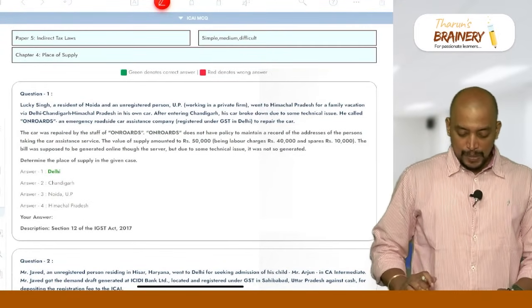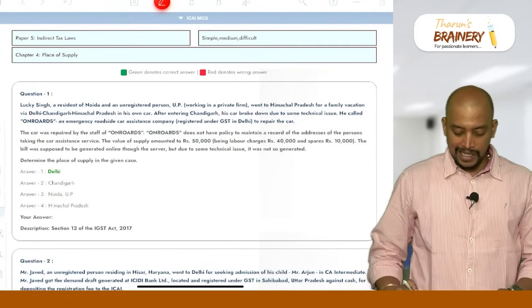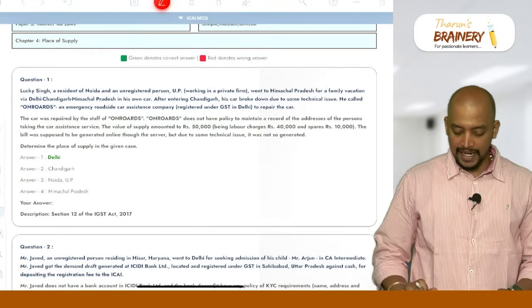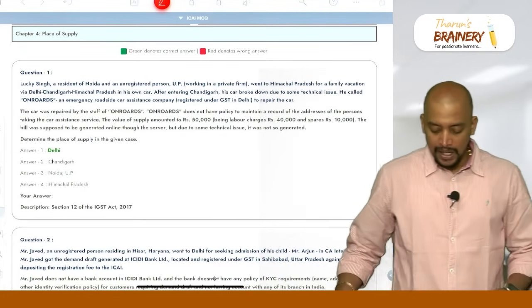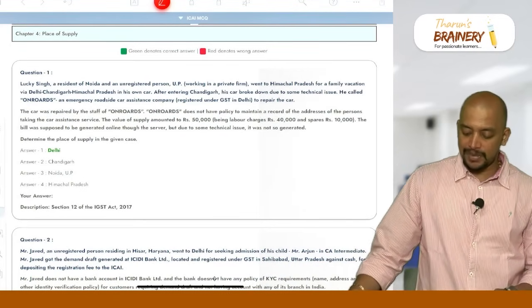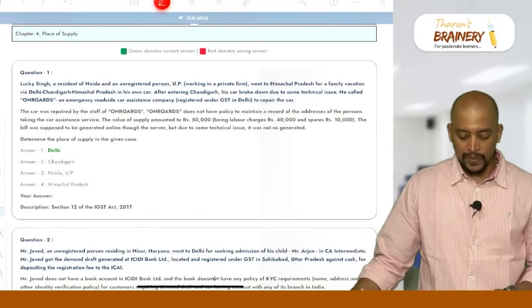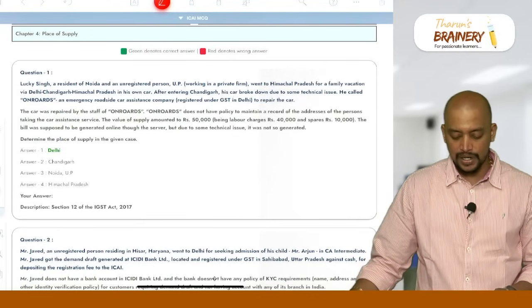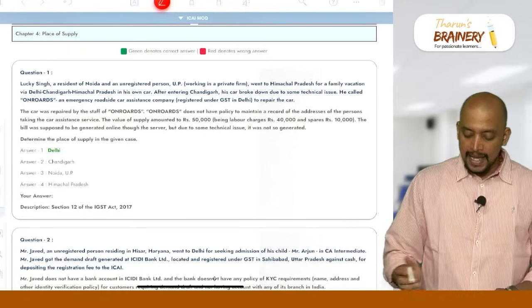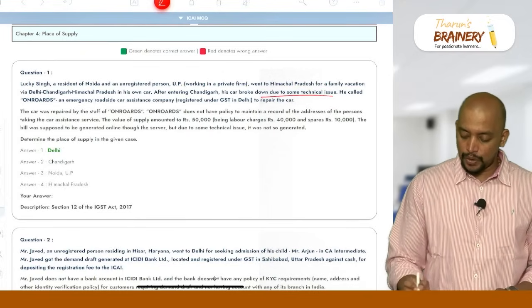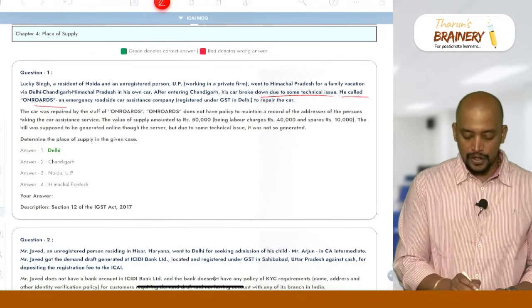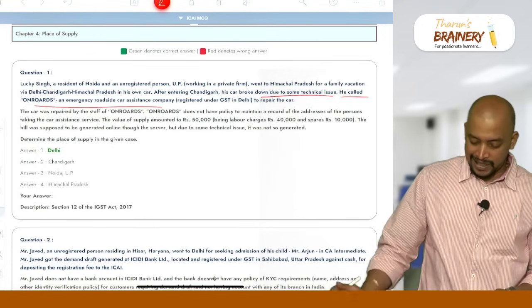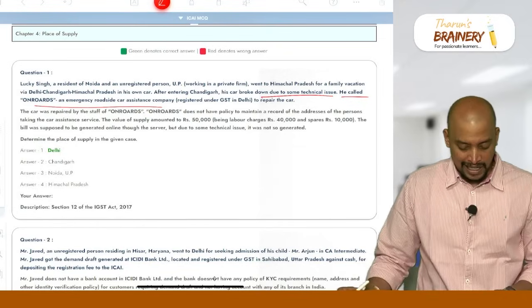The next chapter is place of supply. In this question number 1, Lucky Singh, a resident of Noida and an unregistered person in UP working in a private firm, went to Himachal Pradesh for a family vacation via Delhi, Chandigarh, Himachal Pradesh in his own car. After entering Chandigarh, his car broke down due to some technical issue and he called On Roads, an emergency roadside car assistance company, to repair the car.